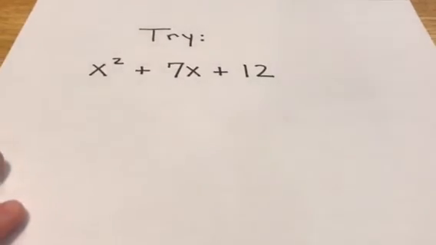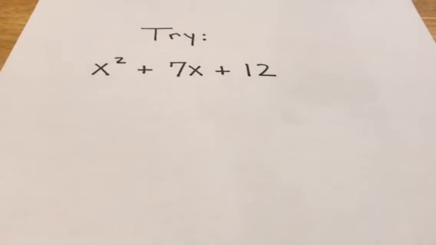Now that we're done with this one, I want you to go ahead and try this one. X squared plus 7x plus 12. You can go ahead and pause the video right now, and then you can see what the solution is after you're done pausing.